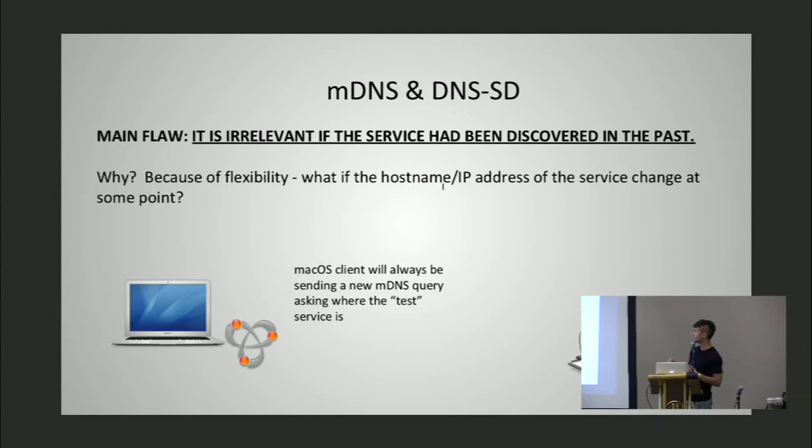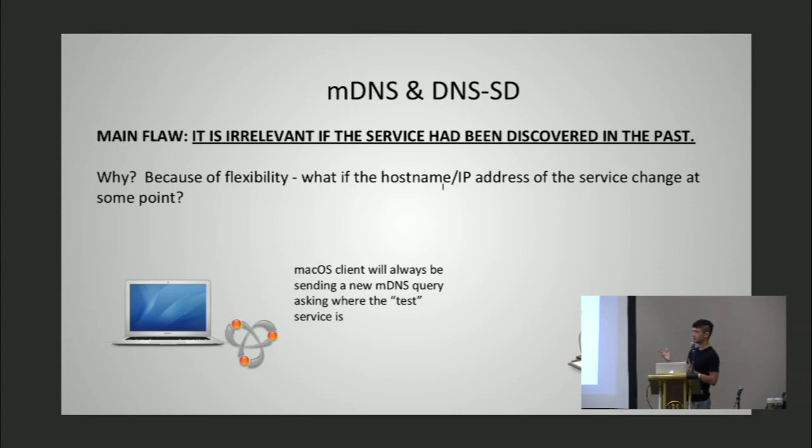Even if the service had been discovered in the past, it doesn't matter, because say, for example, at some point the printer changes the host name or the IP address, because whenever you have, say, a corporate network or a home network, you might have some of those changes. So because we want this flexibility, whenever the underlying host name or IP address changes, we still want to be able to communicate with the same printer that provides the service called test IPP or IPPS or whatever.